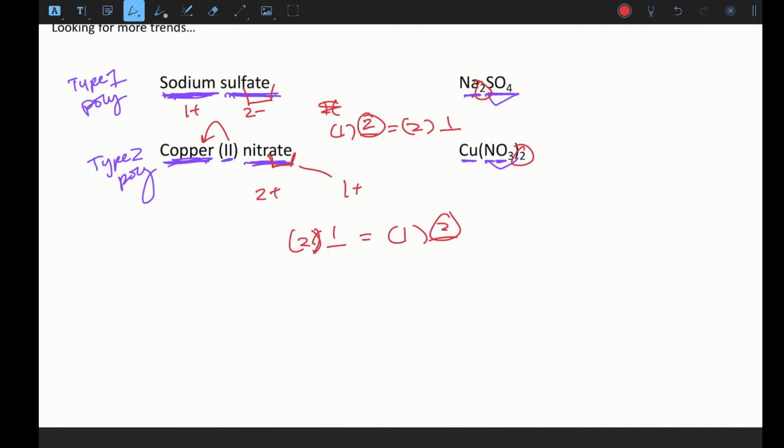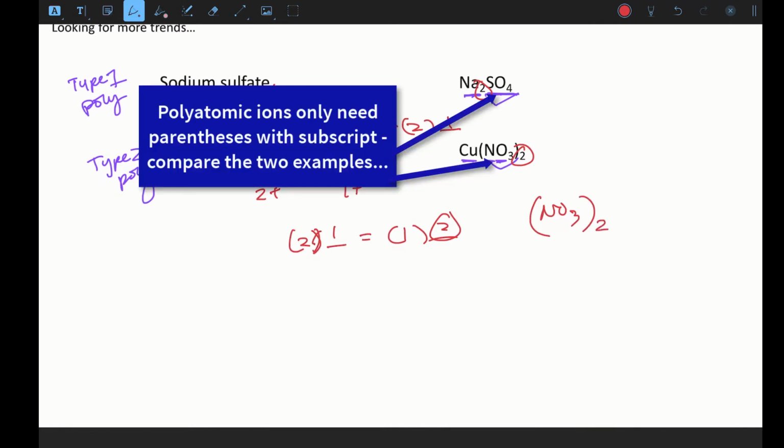And note that that 2 has to go outside of the NO3, right? Because NO3's formula is that. So there's nowhere to put a 2 that indicates I need 2 of them except by doing this. Yes, does that make sense? That says I need 2 nitrates to balance out that 1 copper.